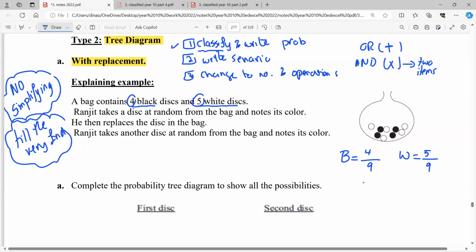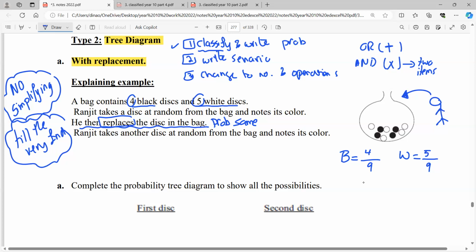Ranjit takes a disc at random from the bag, notices its color. He then replaces the disc in the bag. Replace, meaning with replacement, always means the probabilities are the same. Let's see. I am Ranjit, looking at my box. Okay, the bag. Inside the bag, I have these discs, white and black.